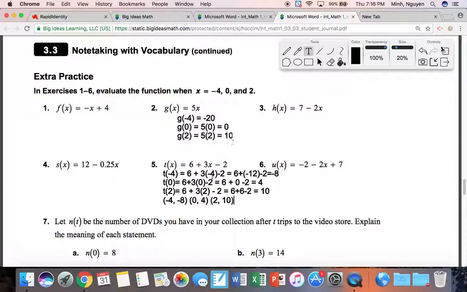This is what all the work looks like. I know I didn't write it, but hopefully that's neater for you and easier to understand. If it's not, you can ask your teacher to explain it, or you can ask me to explain it.